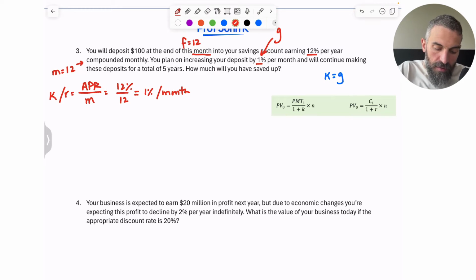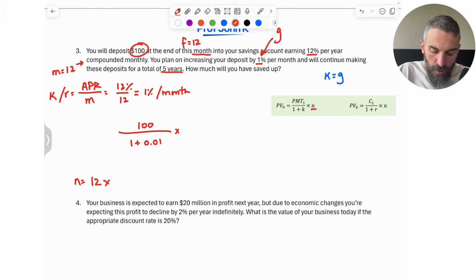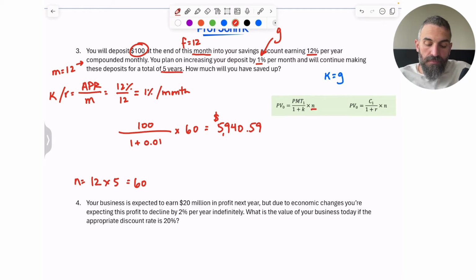The first payment is 100 divided by 1 plus your discount rate of 1% times n, being the number of payments. So for a total of 5 years. Now, if you're paying monthly for 5 years, your total payments would be 60. So let's do it. 5940.59. That's the present value.